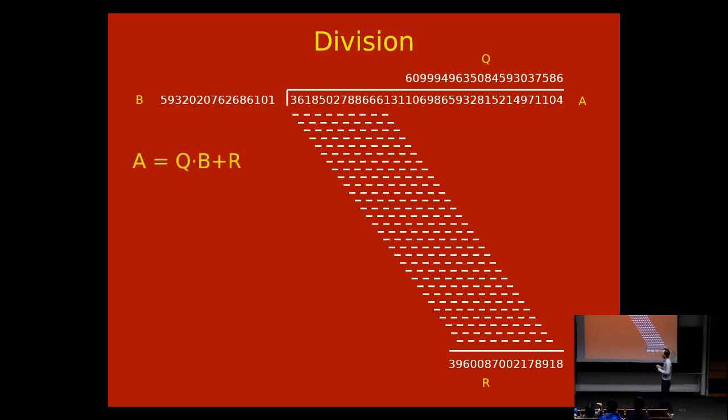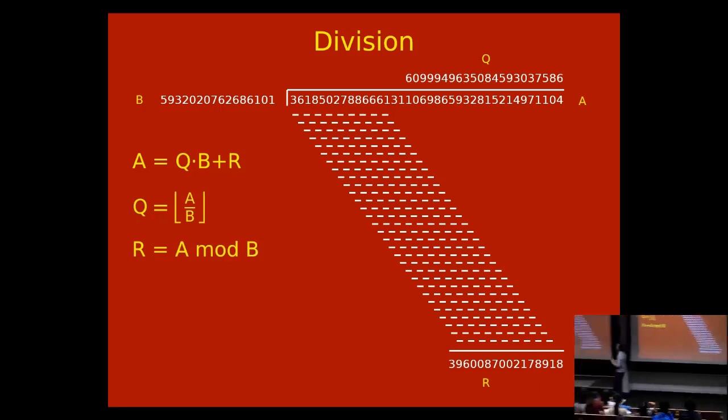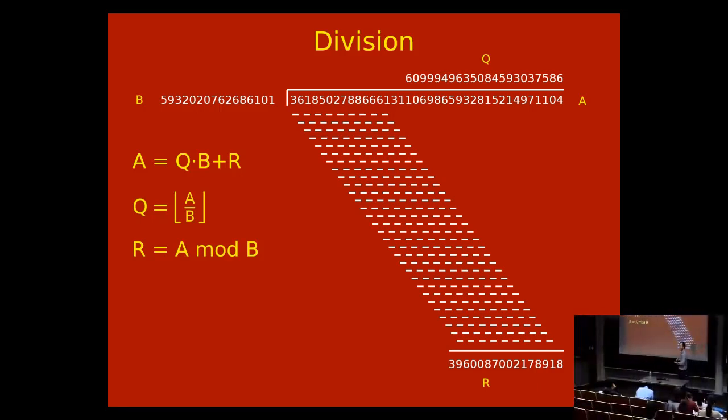So really, this algorithm computes two things. It takes a and b, and it writes a as a quotient times b plus a remainder. So that's nice. And the quotient is the floor of a over b, and the remainder is a mod b. OK? In this class, we'll only be talking about integers, so we'll never get into rational numbers or decimals or anything.